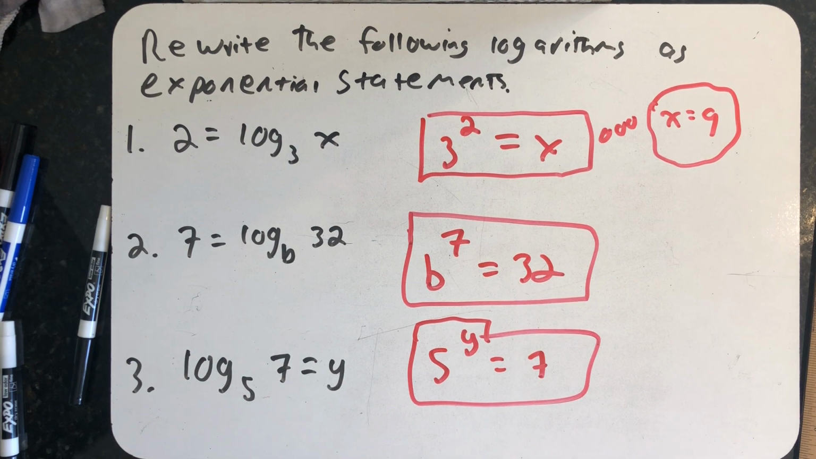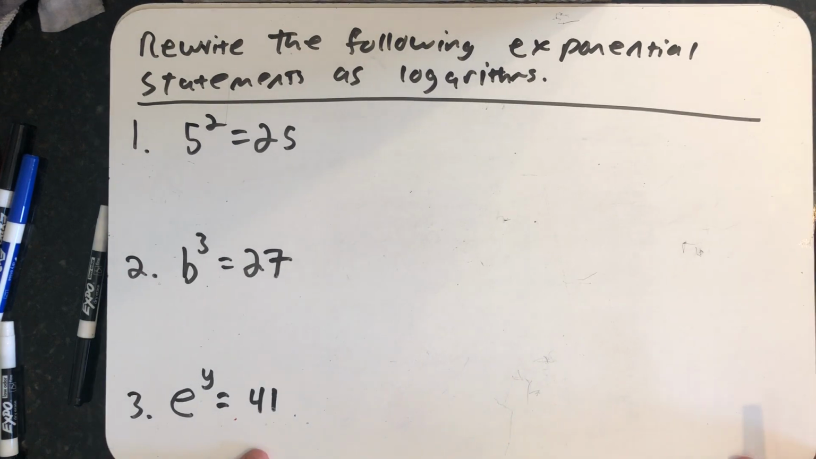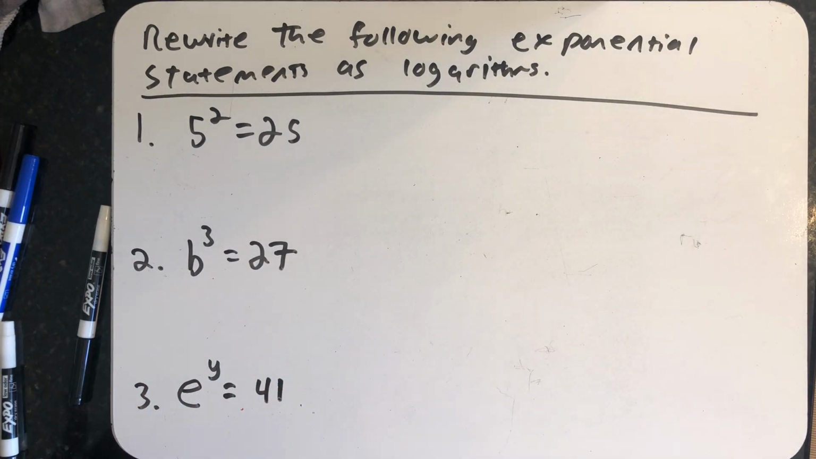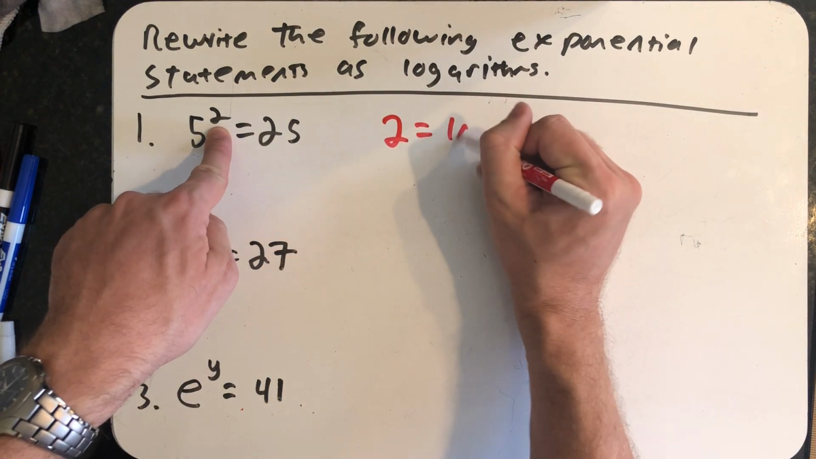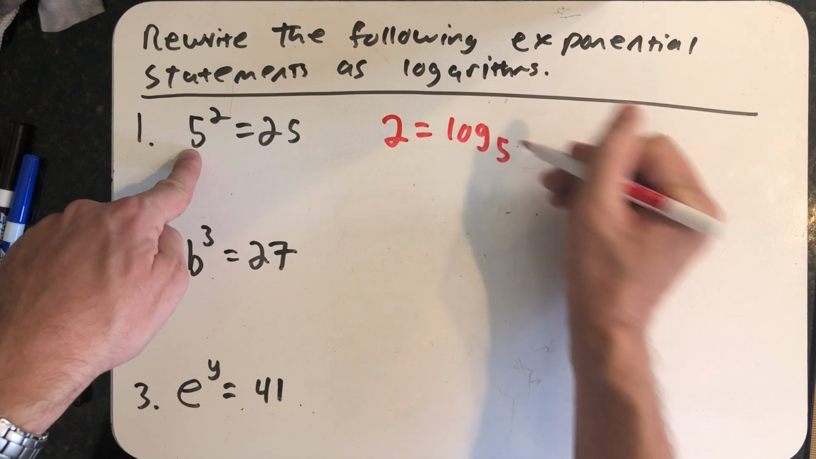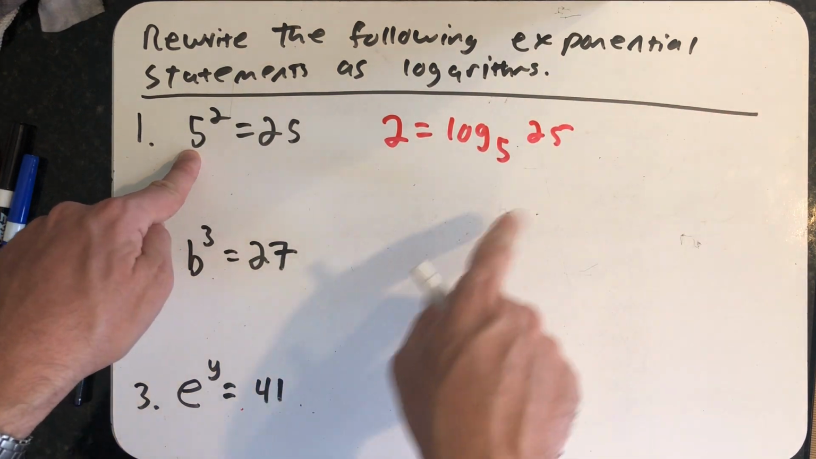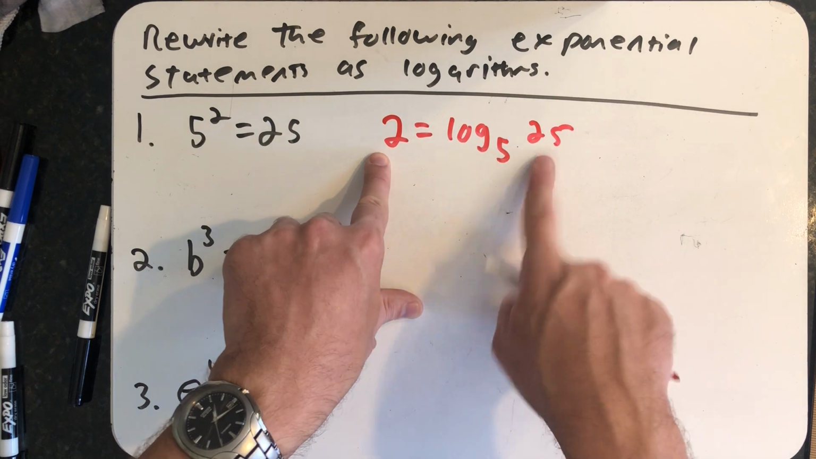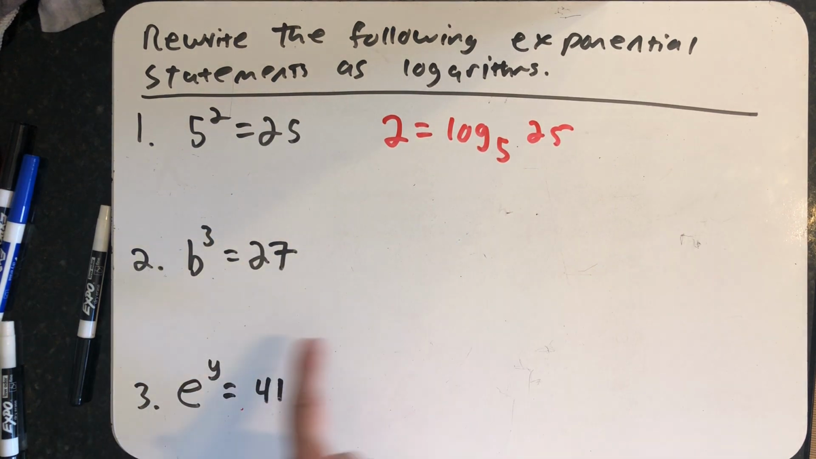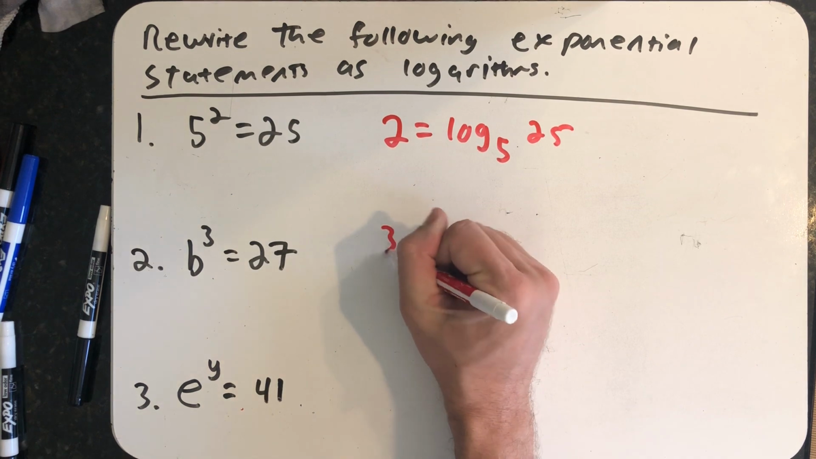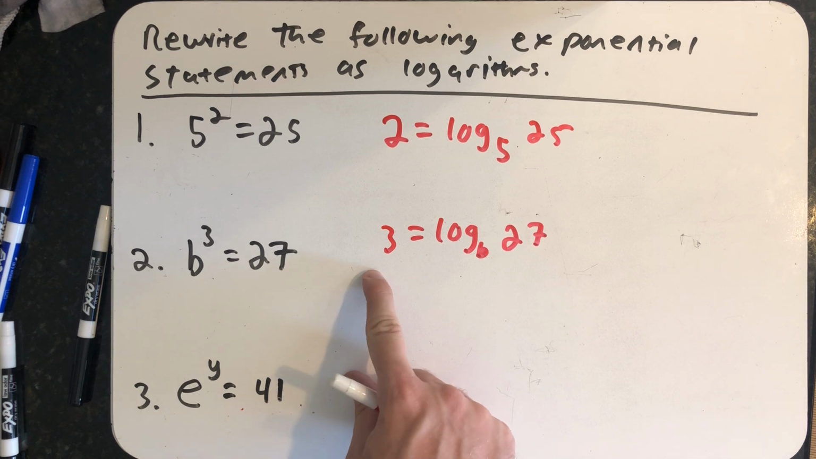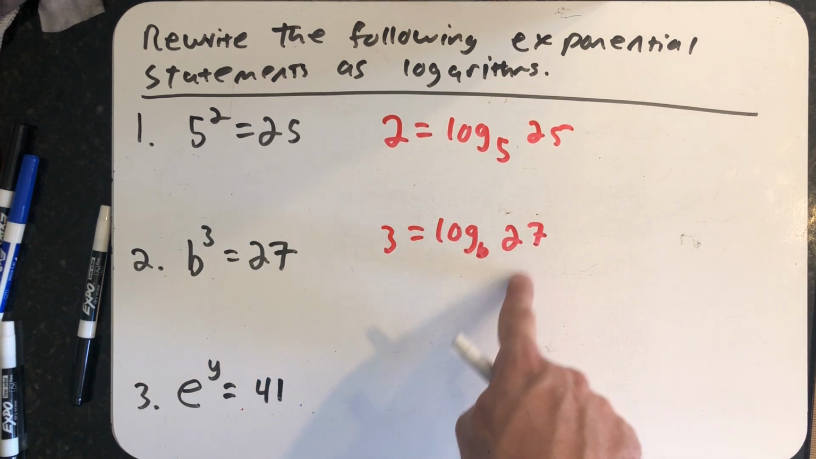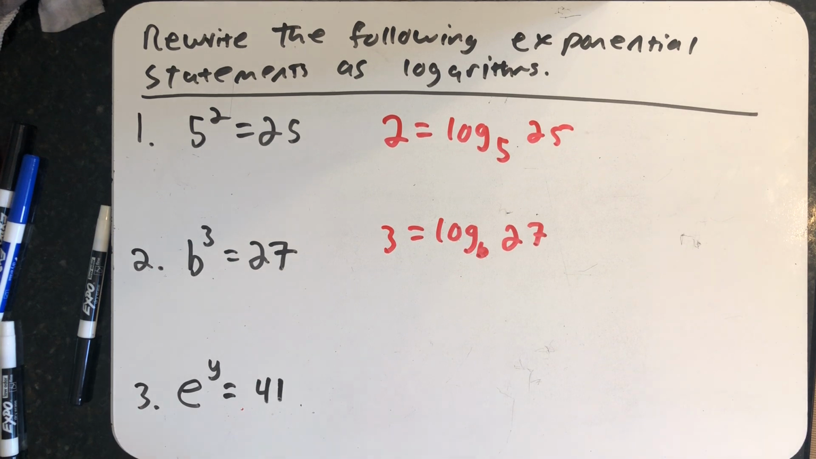Well, if we can convert logarithms to exponentials, we can convert exponentials to logarithms. So here I have 3 exponential statements, and I'm given the same instructions. Well, my exponent is equal to the logarithm base 5 of 25. Literally saying 2 is the exponent we raise 5 to get 25. All right, here, my exponent is 3. The base is called b, and so 3 is the number we would raise the base b to in order to get 27.